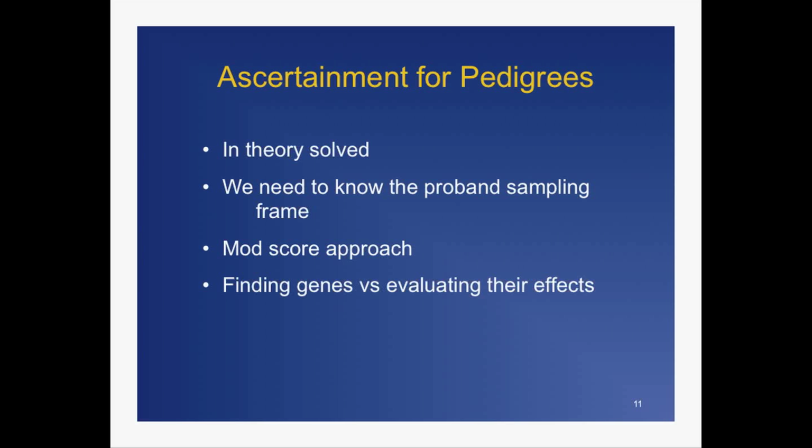Now, what about large pedigrees? Some people say you can't do it, it's impossible. Well, it is possible, and this is about the only equation I'm going to have anywhere in the whole slides. It's, in theory, solved, but what you need to know is what I call the proband sampling frame. And when I first used this phrase back in 1979, I thought I'd use English that people would understand, and I said, when I use this phrase, I mean this. And of course, people never read that, and they thought I was absolutely stupid.